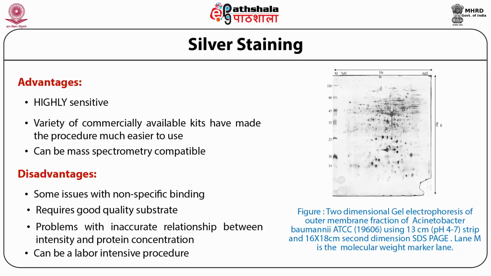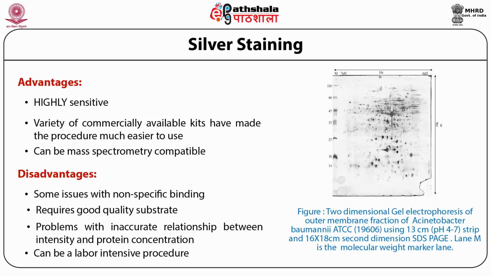If you compare the previous gel and this gel shown in the figure, you will find the number of spots is higher. These are the same sample of the same bacterium, and we have done silver staining. Silver staining is a highly sensitive staining. It has a variety of commercially available kits which can be utilized for staining the proteins. It is easily compatible with mass spectrometry, but this staining also has several disadvantages.